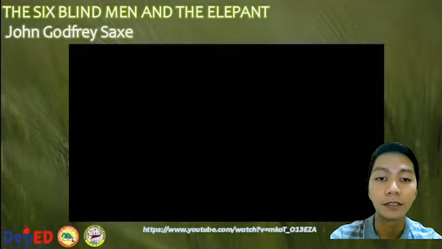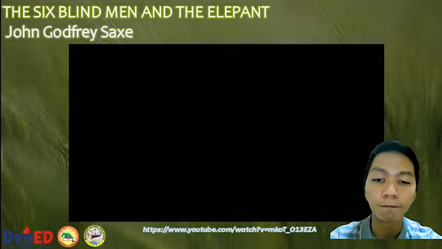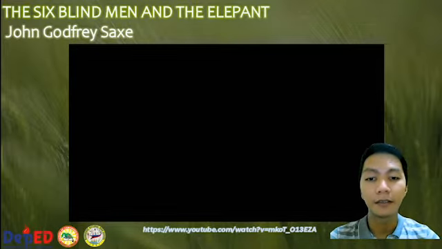Number one is the philosophical questions, and number two is the logical reasoning. So those two are the processes or tools used in philosophy. So let's proceed. Let's connect this to the story of the six blind men and the elephant.